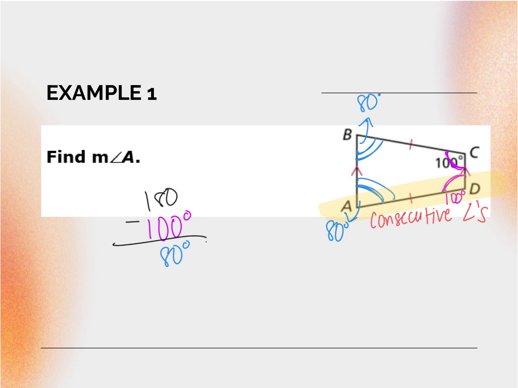And again, it has 4 sides. If I have a shape with 4 sides, my sum of the interior is 360. So 180 plus 180 gives me 360, which is true. So it's not hard. You just have to remember the properties.